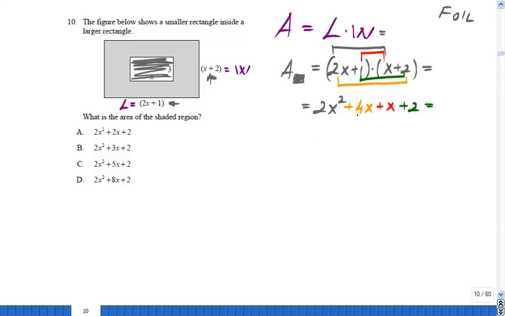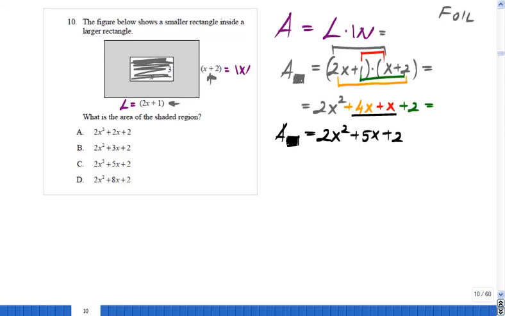What you have to do in here is combine like terms. First term doesn't change, 2x squared. 4x plus x is going to be 5x, plus 2. And this is the area of the large rectangle. Now the problem says you have to find the area of the shaded region after you make that cut, right? And that cut is like imagining you're really cutting that white rectangle out of this big one.